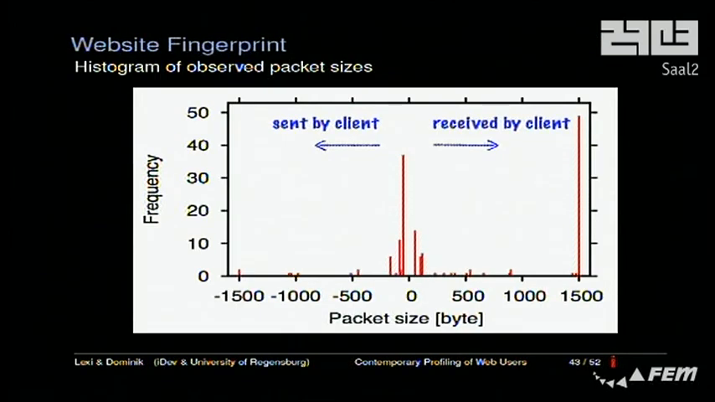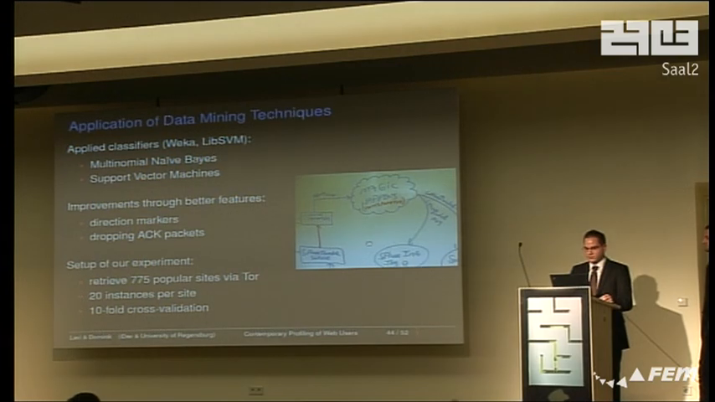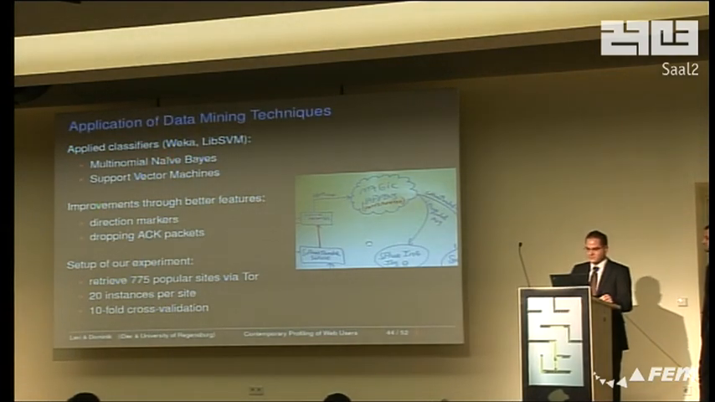In order to give you a visual impression of what those fingerprints look like, they look like this in histogram form. On the x-axis, there are the packet sizes. The left-hand side is all packets sent by the client, the right-hand side all packets received by the client, and you have the frequency on the y-axis. Obviously, this is pretty similar to the former problem with host names and such. So we can use similar techniques, right?